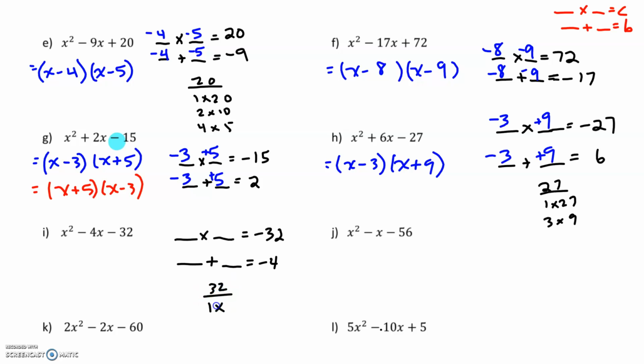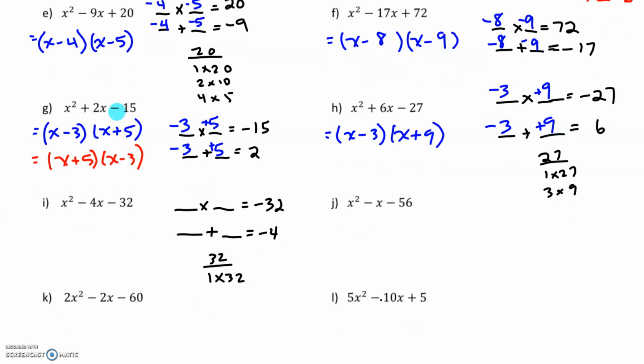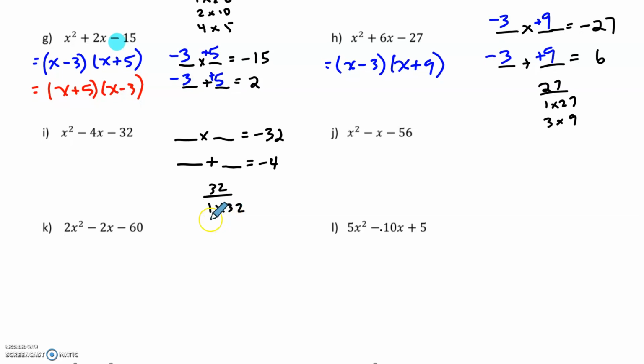So we have 1 times 32. We'll have 2 times 16. 3 is not a factor. 4 times 8 is 32. 5 is not a factor, 6, 7, 8. We're back at 8. Okay, so we can see these are our factors, and I can see that the difference between 4 and 8 gives me 4. Okay, so we know that our factors are 4 and 8.